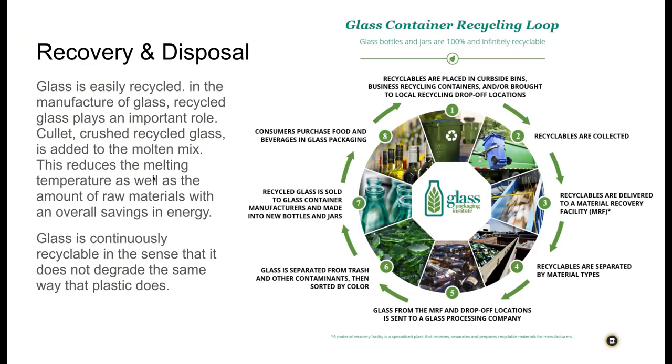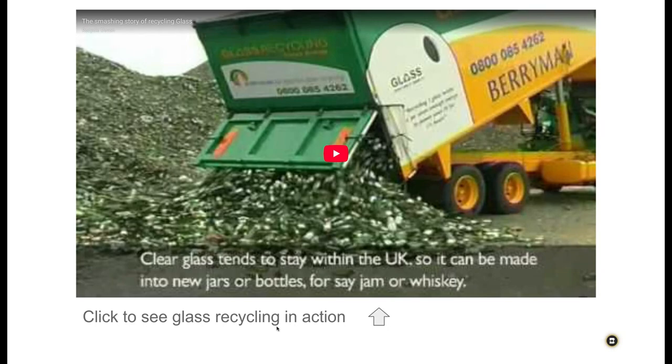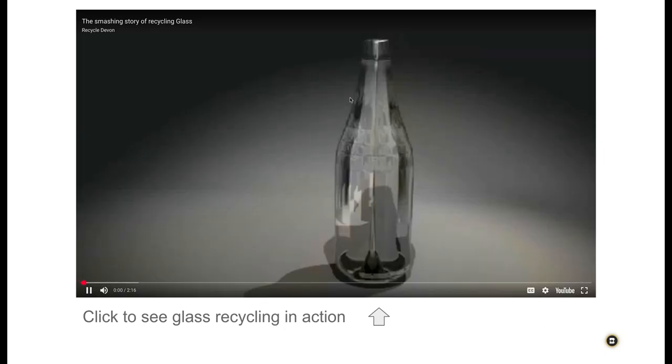Okay, so very quickly, recovery and disposal. It's easy to recycle, particularly the soda lime glass, because it melts down and you can reshape it very easily. In fact, glass is a great material to use in a product if you're trying to design for the circular economy, so that all the materials in your product can be reused to make new materials. And that's it. There's a video at the end here. I recommend having a look if you want to see glass recycling in action, and that's the topic on glass.